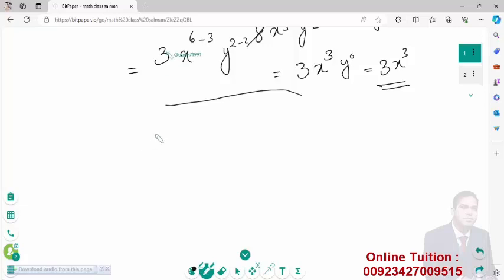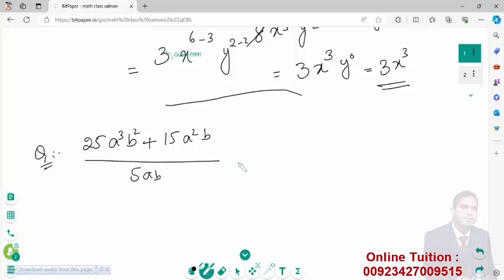ठीक है। ओके, द क्वेश्चन नेक्स्ट इज 25 a to the power 3 b to the power 2 plus 15 a to the power 2 b divided by 5ab. Okay, this is the question. Now start it. What to do? First of all, separate them like this.